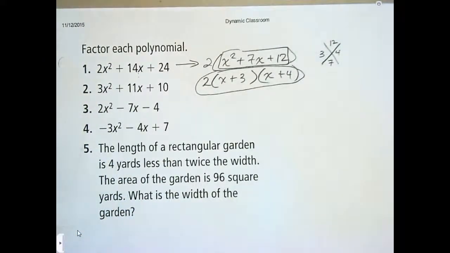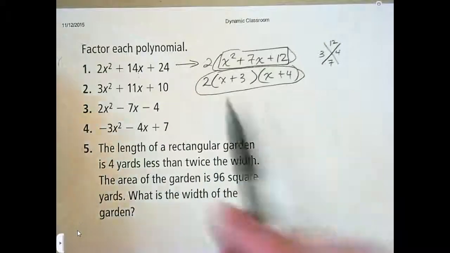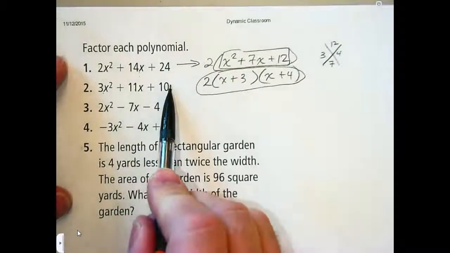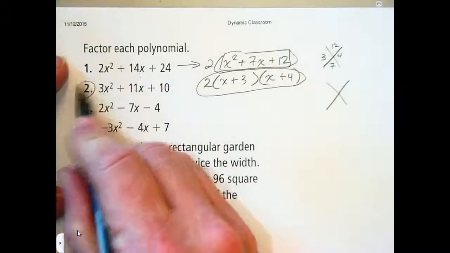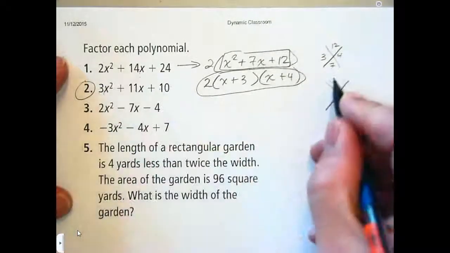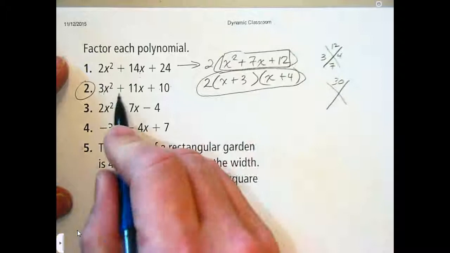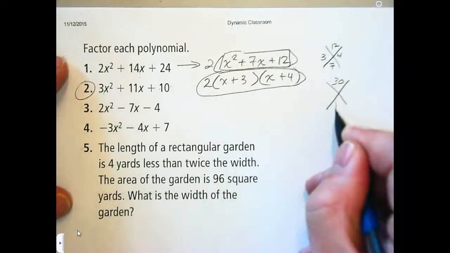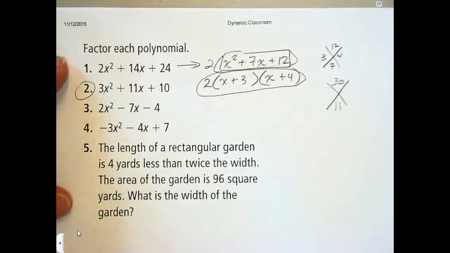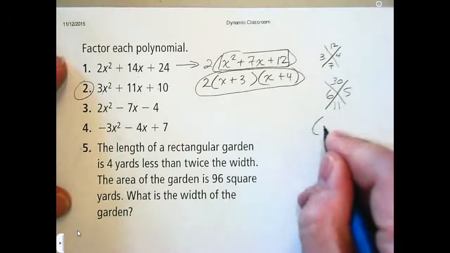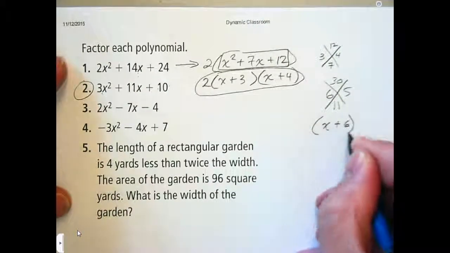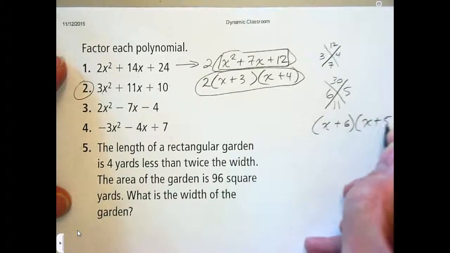Any questions there? If you can't take out a greatest common factor, then you're just going through the process of number 2 here, 3 times 10 is 30. You're seeing 2 things to multiply to make 30 and add to 11. In this case, 6 and 5. So you get x plus 6, x plus 5.